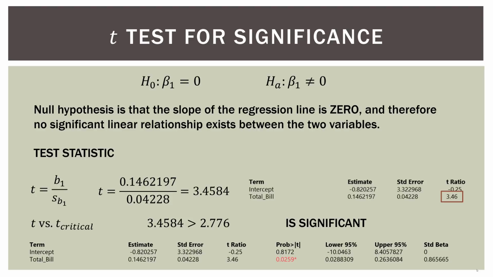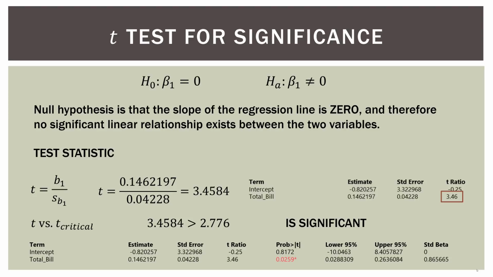So actually, is it in here? Yeah, 0.0259. So you can see where everything comes together. We have the estimate of our slope under total bill estimate, the standard error we found, which is 0.04228. We can see that in the denominator up there. We can see that our t ratio of 3.46, that's the same thing we got up above it.